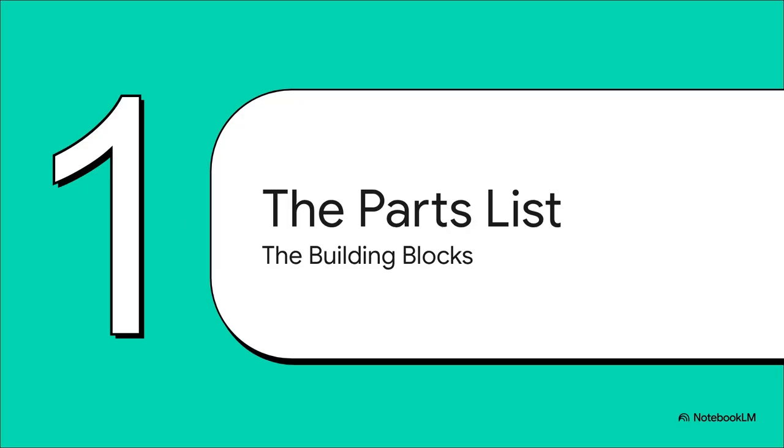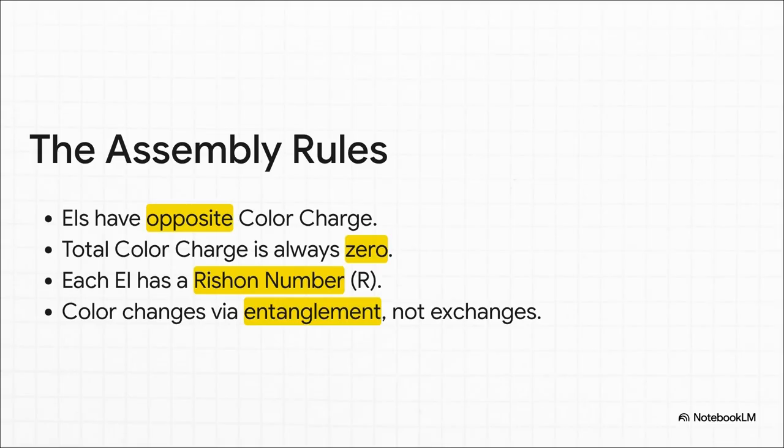So, what's in the instruction manual? Before we start building, let's just quickly go over the ground rules for how this all gets put together. Right. These assembly rules are absolutely key. First, remember our plus and minus bricks? Well, any particle we build has to be neutral in the end. The color charges have to balance out to zero. That's rule number one. Second, each little piece has this thing called a Rishon number.